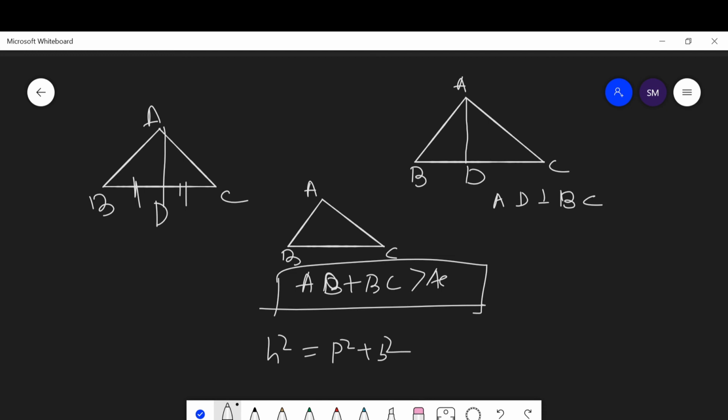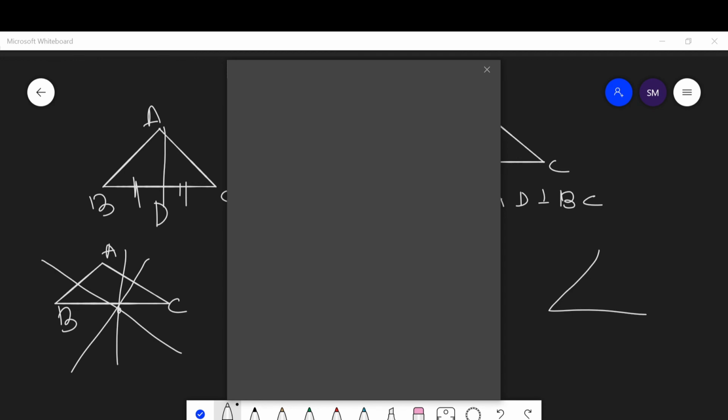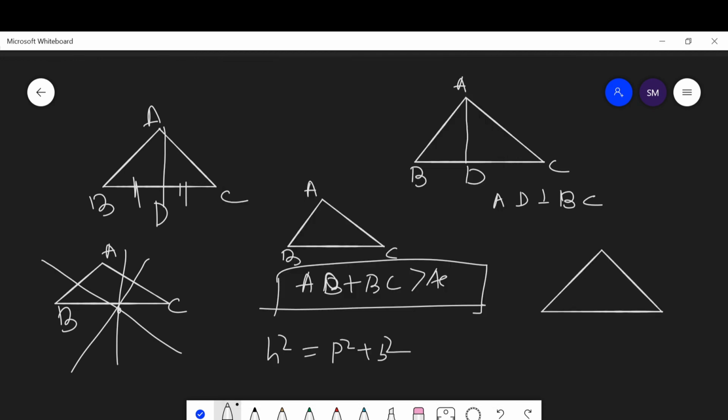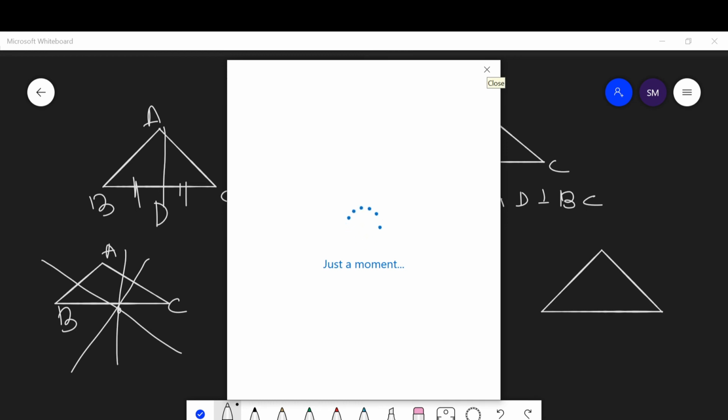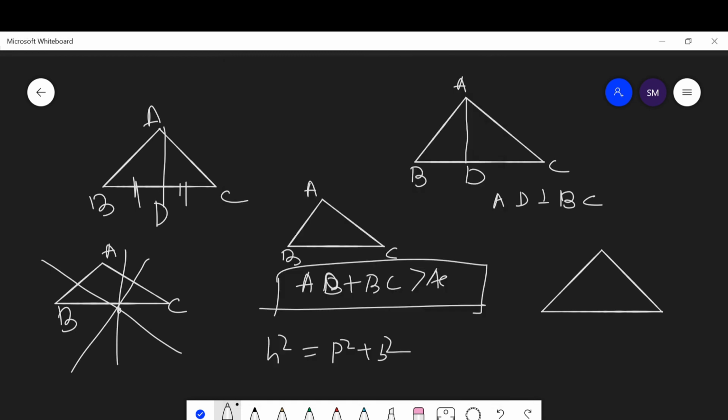The concurrent point of the medians is called the centroid. The concurrent point of the altitudes is called the orthocenter. The point of concurrence of the perpendicular bisectors of the sides of a triangle is called the circumcenter. Suppose ABC is a triangle, this is the perpendicular bisector. The concurrent point of the perpendicular bisectors is called the circumcenter of the triangle, and the concurrent point of the angle bisectors is called the in-center of the triangle.